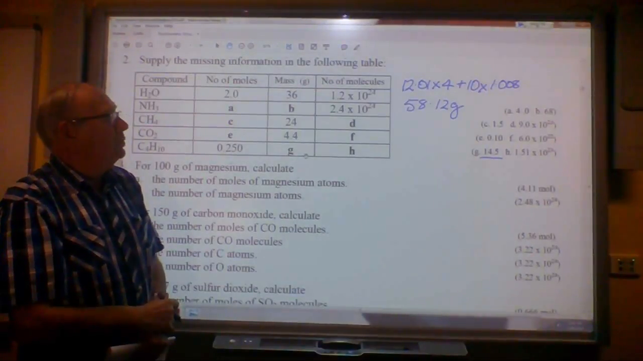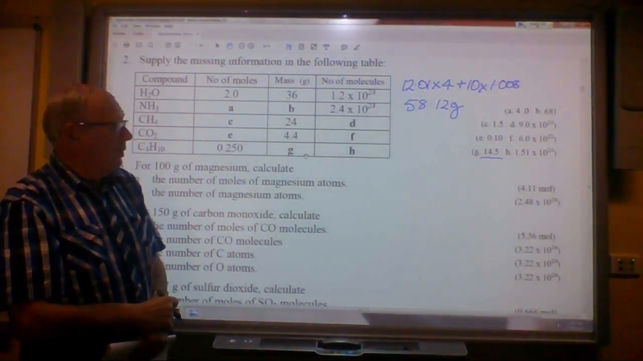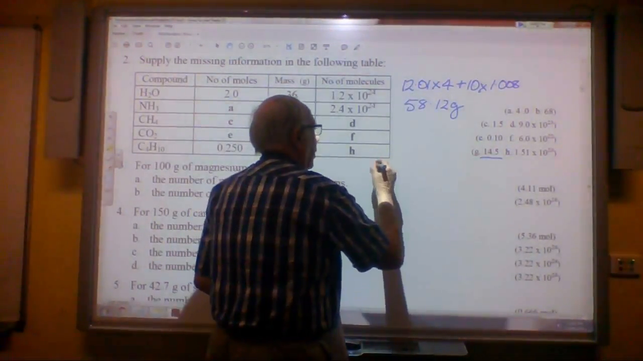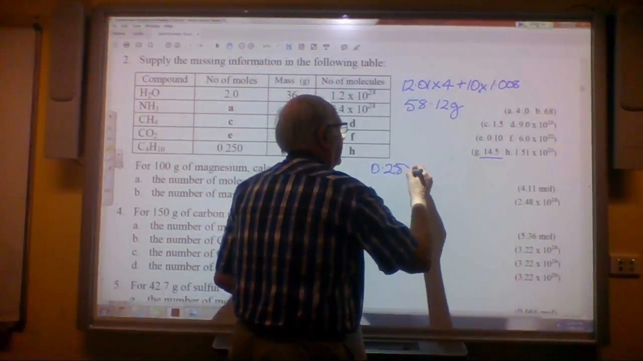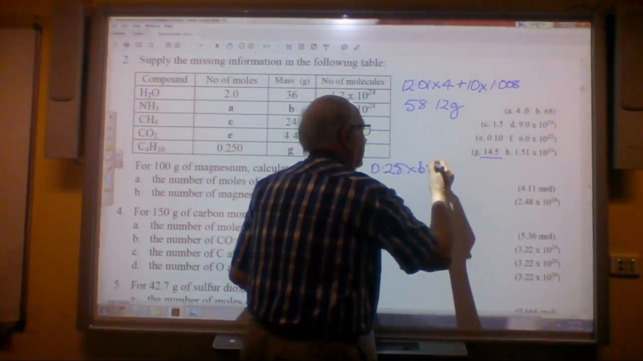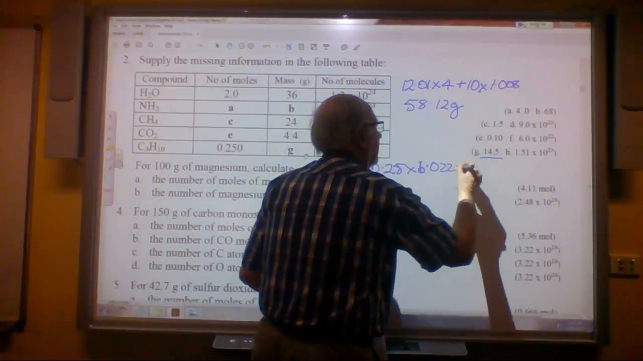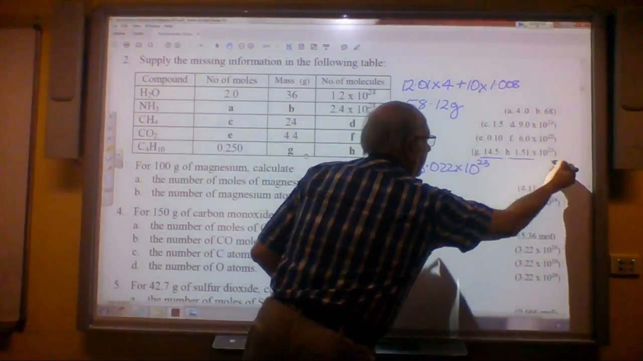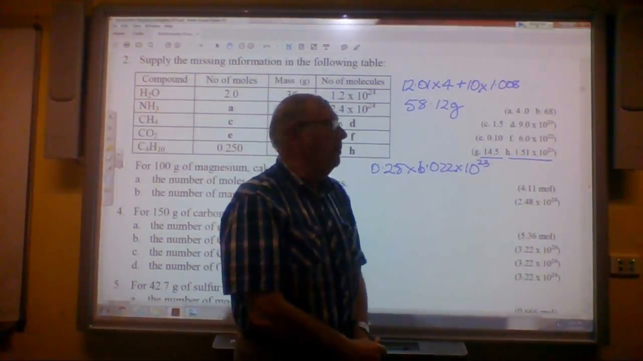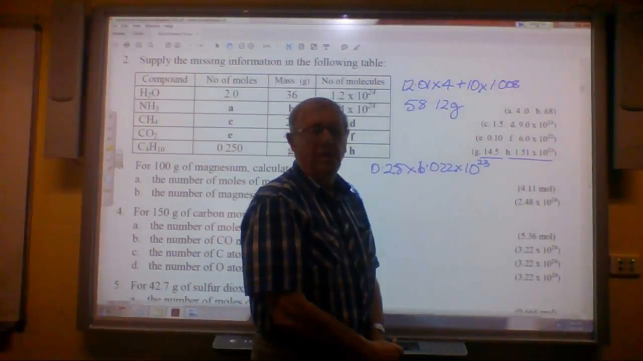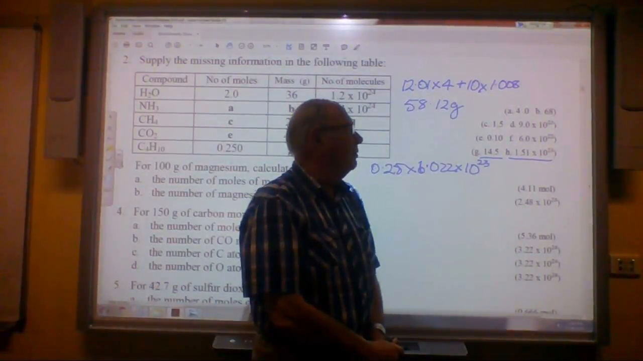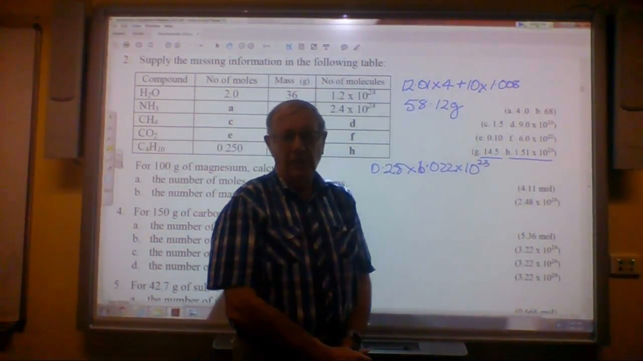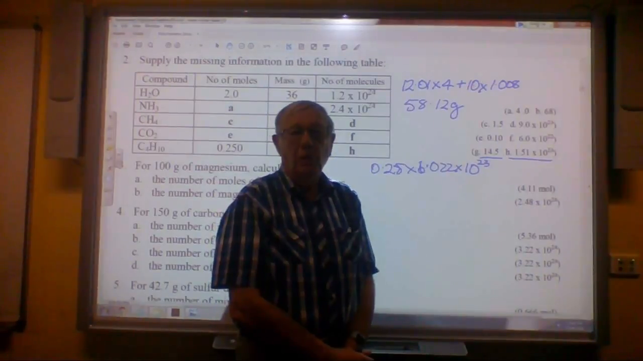And when it comes to the number of molecules of butane, that's going to be 0.25 times 6.022 times 10 to the power of 23. And presumably that is correct there when it's 1.51 by 10 to the power of 23. Round down, as you can see, to 3 significant figures. So there we have question 2.